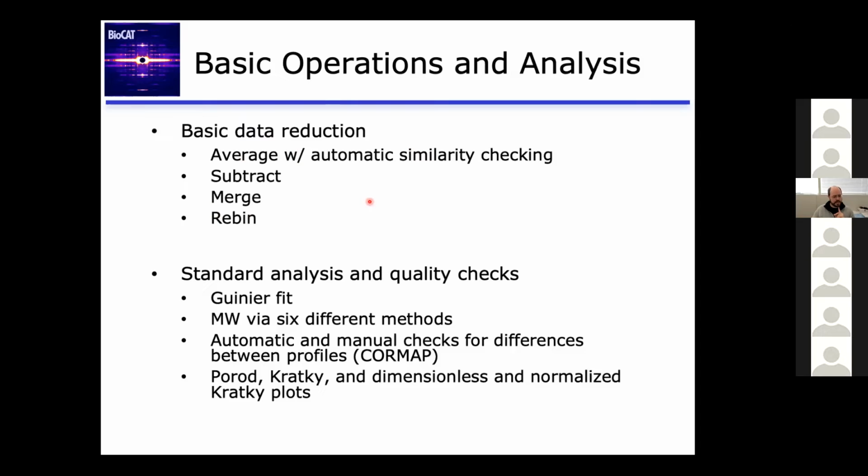Once you've generated a final subtracted scattering profile, that's when we do standard data analysis and quality checks. So RAW supports Guinier fitting, molecular weight by a number of different methods, checking for differences between profiles, Kratky plots, dimensionless and normalized Kratky plots, all of the usual typical analysis.